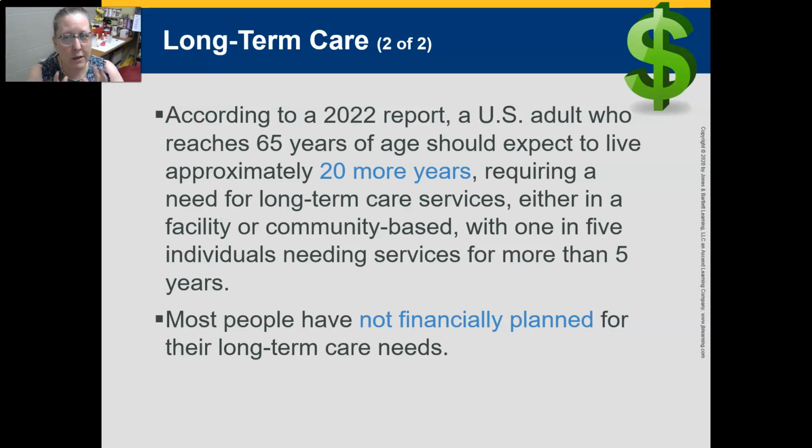The average length of stay in a nursing home or need for long-term care tends to be around 3 years, but the average cost can be close to $100,000 a year. So, it's something you have to think about and plan for, because the longer you live, the longer you may need those services, and you'll need money to pay for it. And the problem is that most people have not financially planned for their long-term care needs.